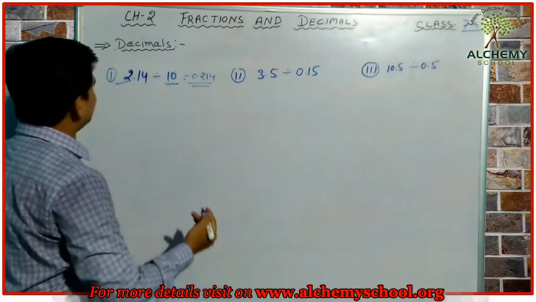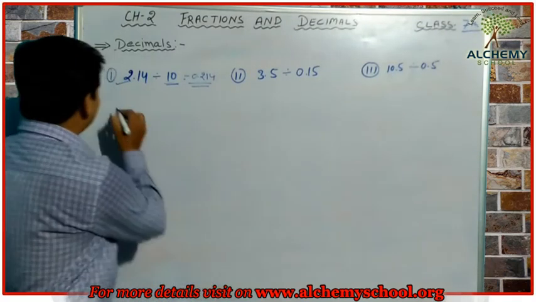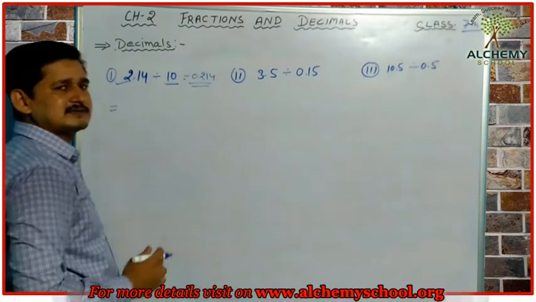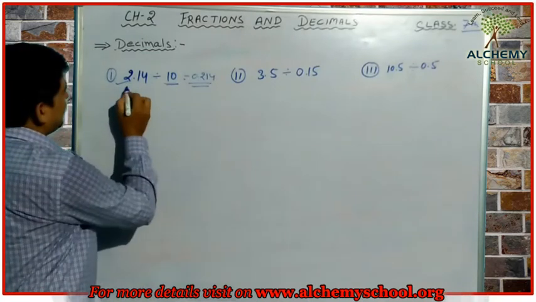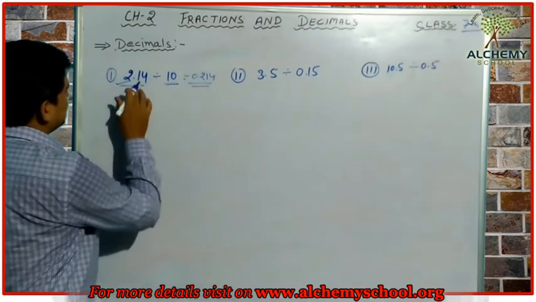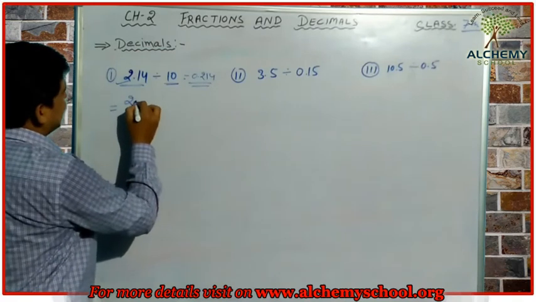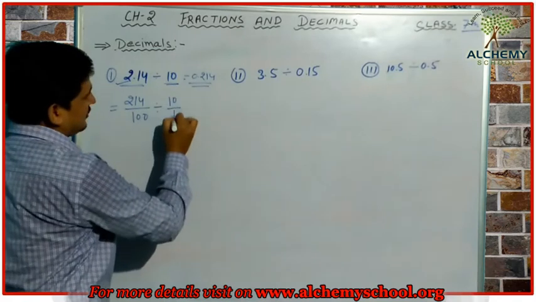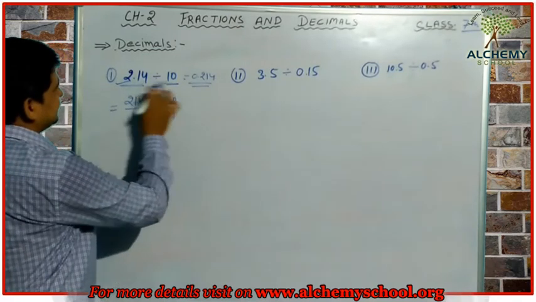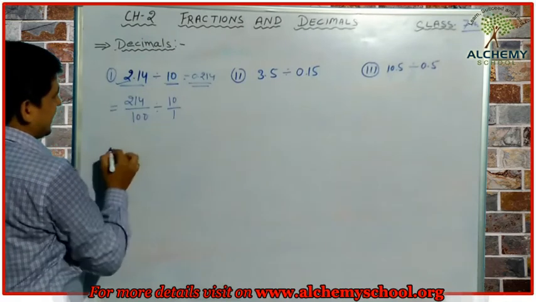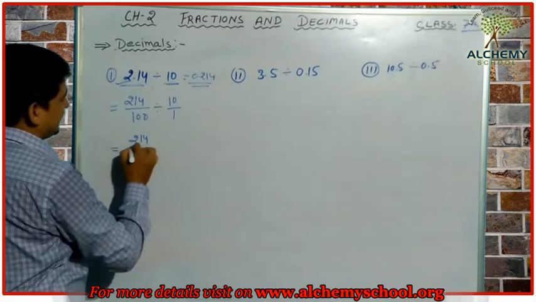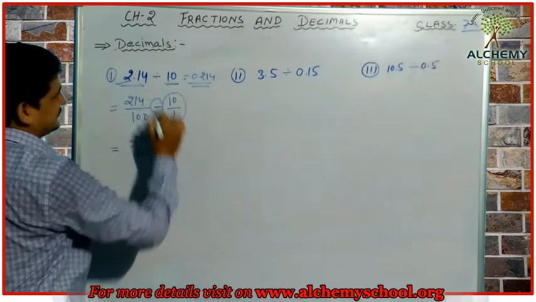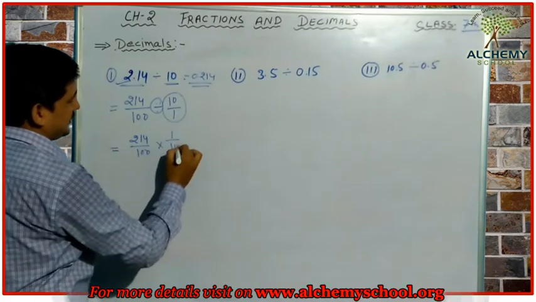Okay. Now we are all going to learn a different method, a new method that will help you to divide two decimal numbers by converting them into fractions. So first of all, we have to convert the first number into a fraction. We can convert it into a fraction as 214 upon 100. It is divided by 10 upon 1. Now we have changed the given values into fractions. Now simply we have to write 214 upon 100. Division will be replaced by multiplication and we have to write the reciprocal of 10 upon 1, so it will be 1 upon 10.